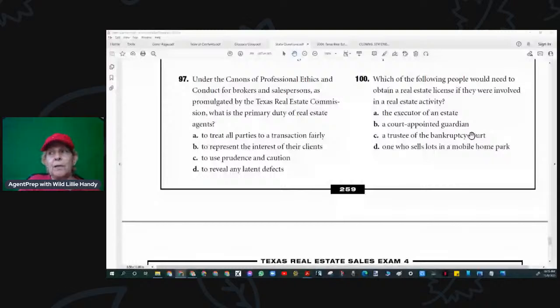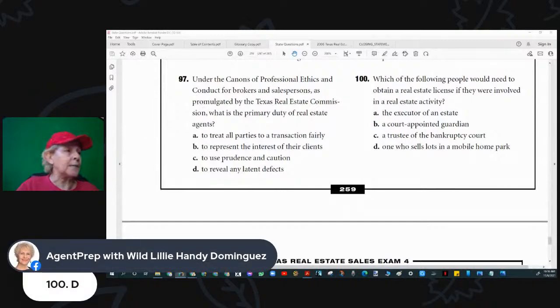In the state of Texas, we have a deed of trust, that is a mortgage. Whenever someone defaults on it, it goes into foreclosure or into bankruptcy, and there is a trustee that holds the deed of trust and follows the instructions on how to perform a bankruptcy or a sale on that property. So the only person here that's required to have a real estate license is a person that sells mobile home park lots. So the answer was 100D.